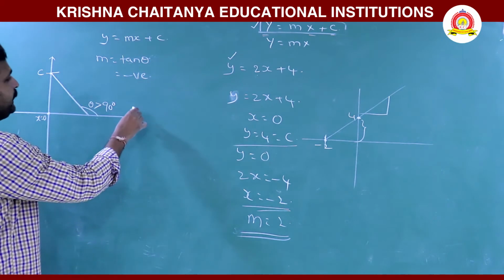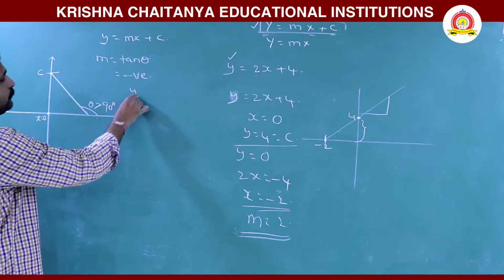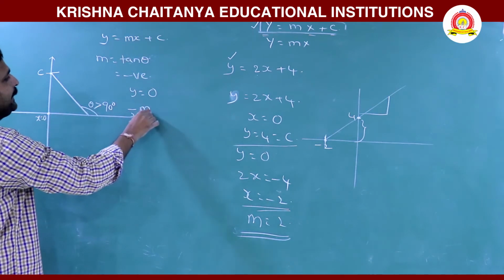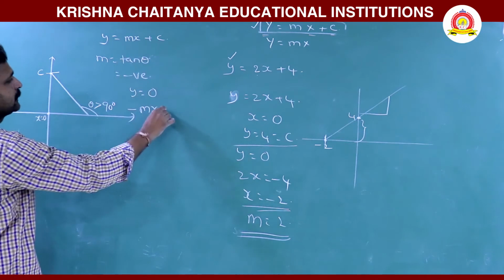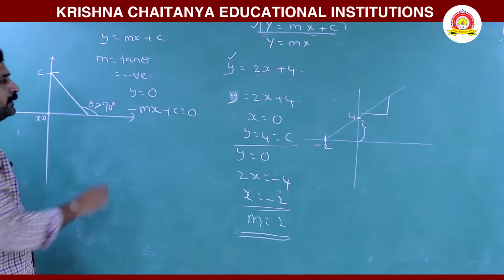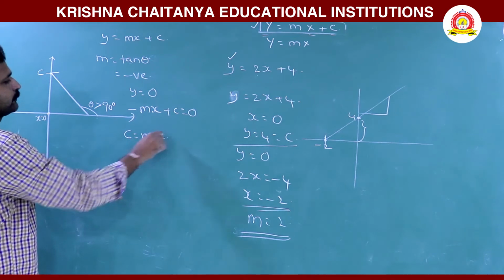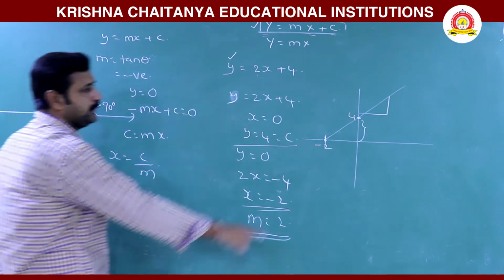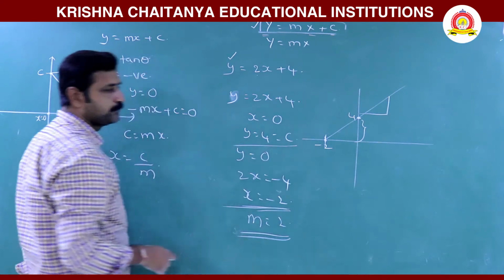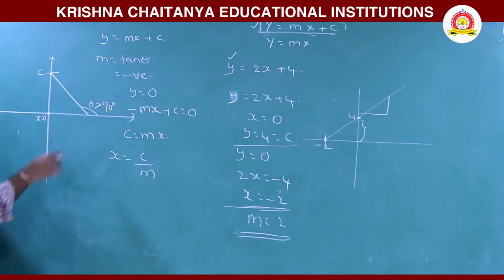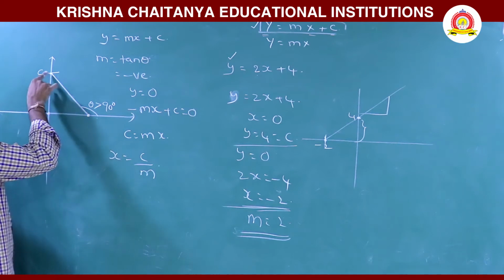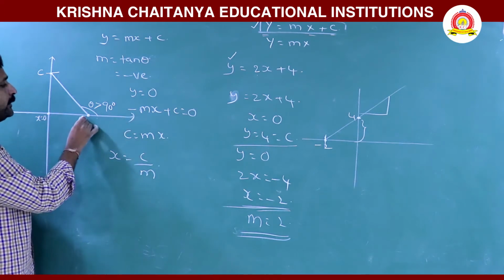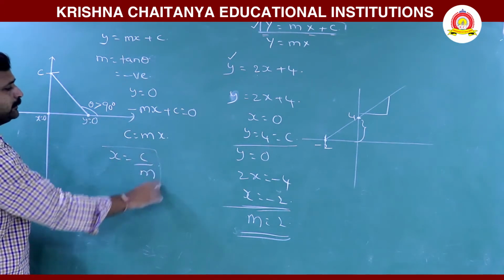Then if we take y as 0, since the slope is negative, minus mx plus c is 0. Then c is mx, and the x coordinate will be positive, whereas for the previous graph, the x intercept is negative. For this graph, when the straight line intercepts the x axis, y is 0, so the x intercept is c by m.